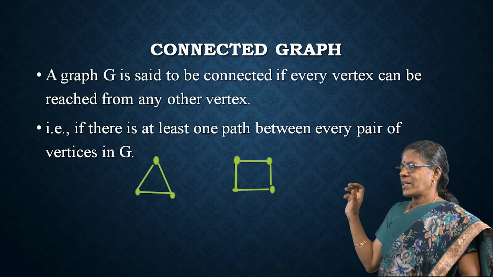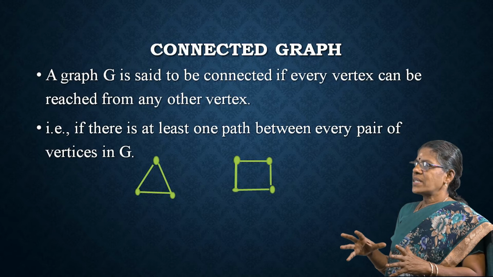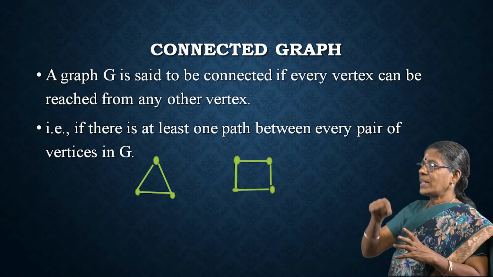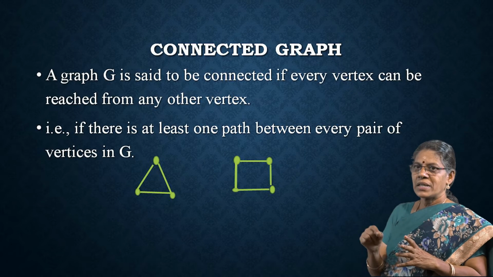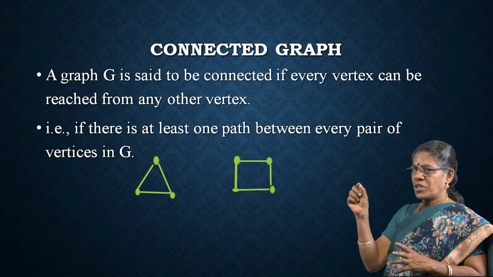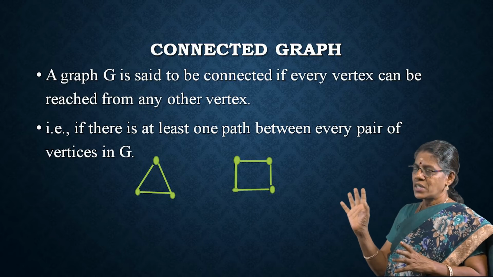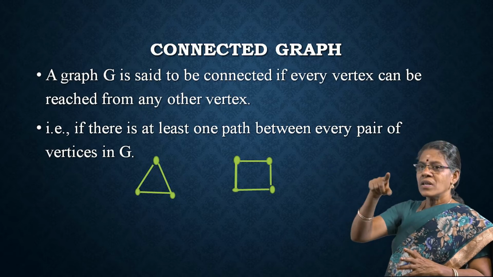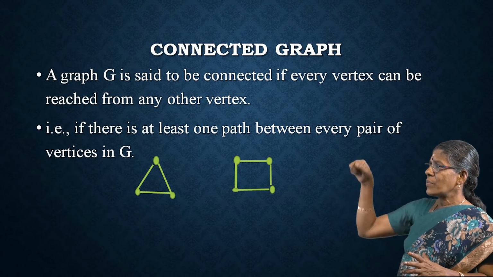connected graph. What is meant by connected graph? A graph G is said to be connected if every vertex can be reached from any other vertex. That is a connected graph. So if there is at least one path between every pair of vertices in G, the graph is connected. Here graphs with 3 vertices and 4 vertices are given. See that all are connected. We can come to one vertex from any other vertex.